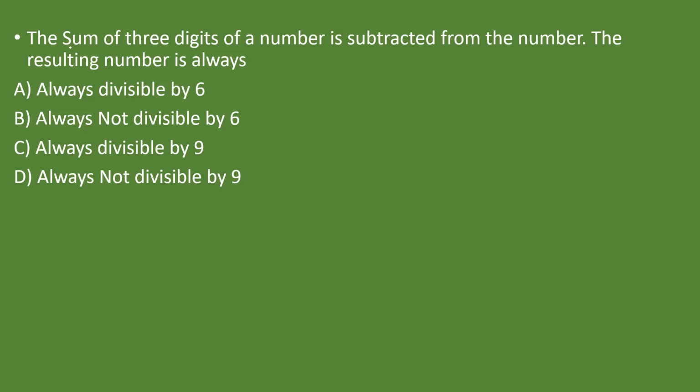Continuation of the number system concept. Next, the sum of the three digits of a number is subtracted from the number. The resulting number is always divisible by 6, always not divisible by 6, always divisible by 9, or always not divisible by 9. See, students, in my second class, I told you how to assume a three-digit number.